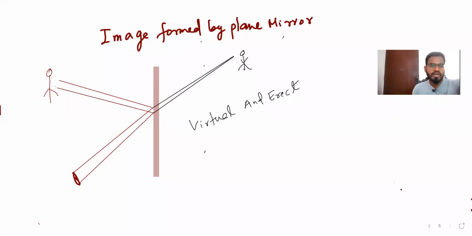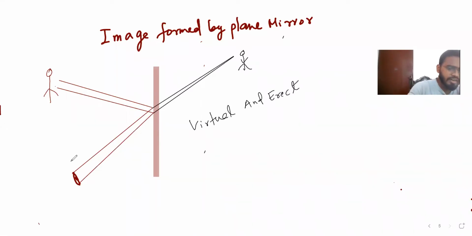Fine. After that, we are supposed to know about the image formed by a plane mirror. We have learned the laws of reflection. Now let's see the image formed by a plane mirror.